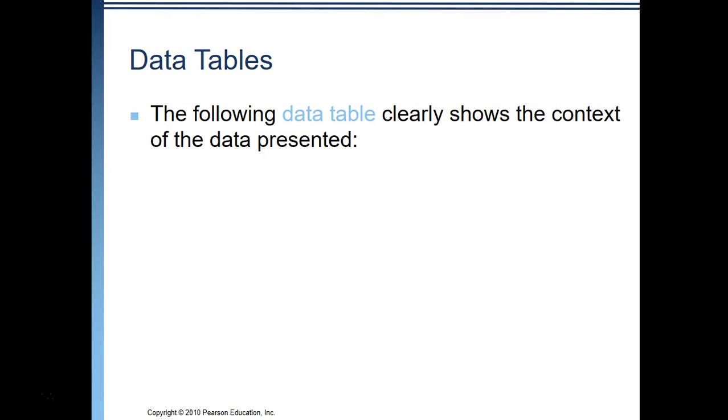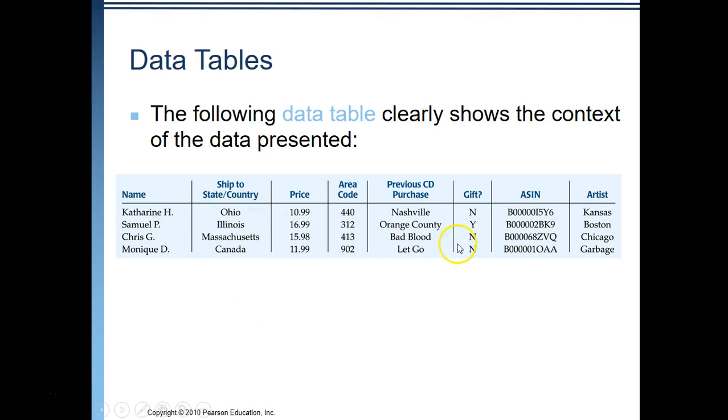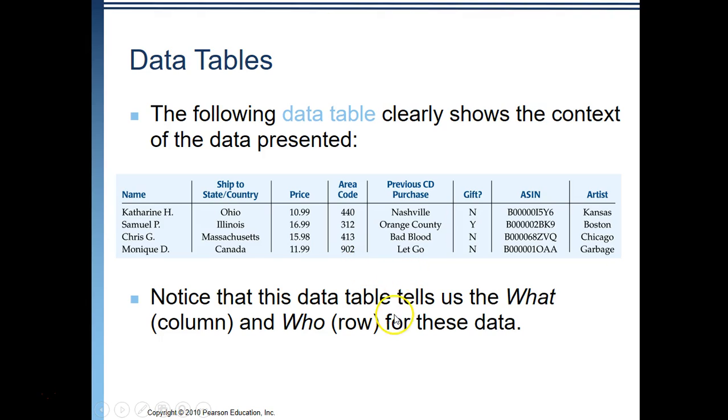With data tables, the following data table clearly shows the context of the data represented, right? So I'm looking at this table, and as I'm looking at it, I can see the who, I can see where, I can see the prices, I can see the area codes. I can see a whole bunch of stuff here. Notice that this data tells us the what column and the who row for these data. It tells us stuff right away. I know everything that's happening at the top. I even have a list of what's happening inside of it.